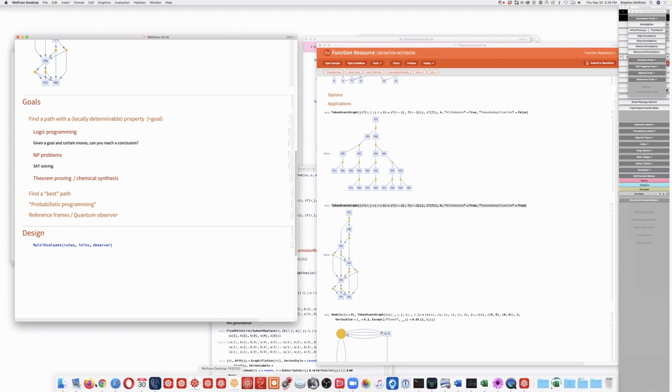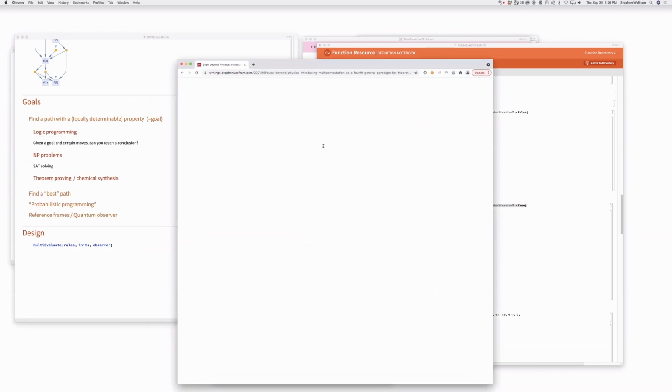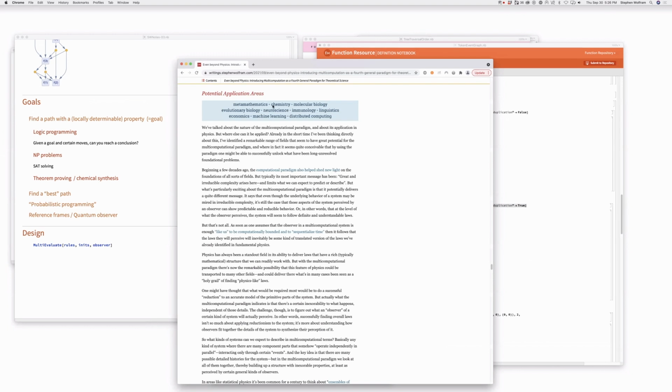Okay, so part of the motivation for this is I've got this big list of types of systems that I think can be modeled with multi-computation. But what you get out when you model them that way, let me just pull that list up. Hold on one second. Okay, so this was my list: metamathematics, chemistry, molecular biology, evolutionary biology, neuroscience, immunology, linguistics, economics, machine learning, and distributed computing.